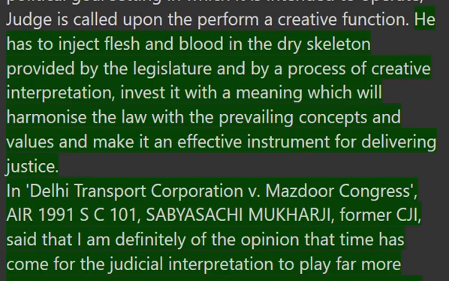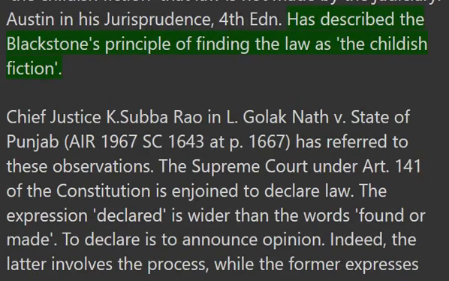In Delhi Transport Corporation v Mazdoor Congress, AIR 1991 SC 101, Sabyasachi Mukherjee, former CJI, said that I am definitely of the opinion that time has come for the judicial interpretation to play far more active, creative and purposeful role in deciding what is according to law. I believe that we must do away with the childish fiction that law is not made by the judiciary. Austin in his Jurisprudence, 4th edition, has described the Blackstone's principle of finding the law as the childish fiction.